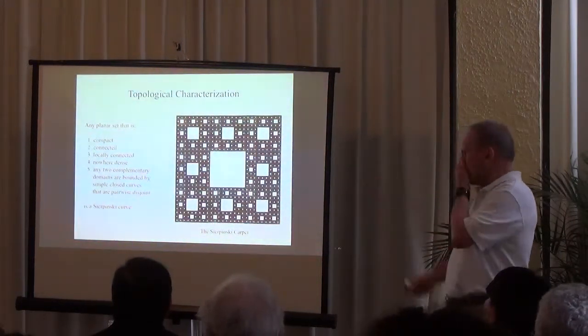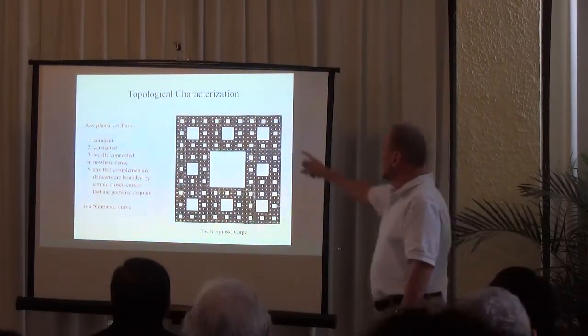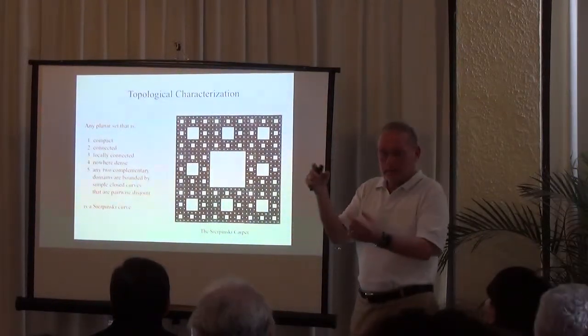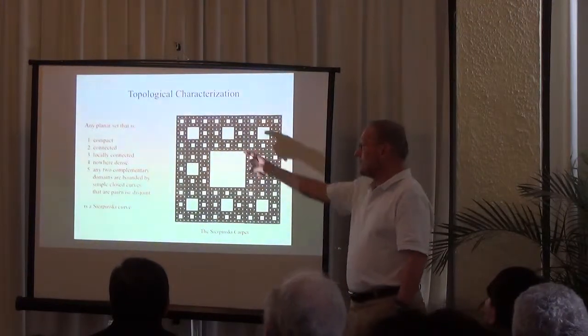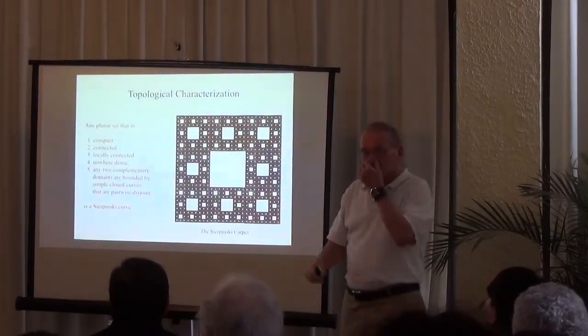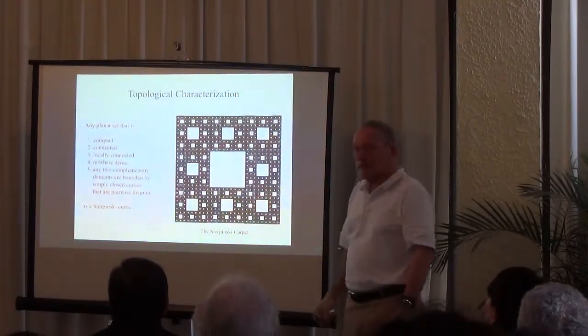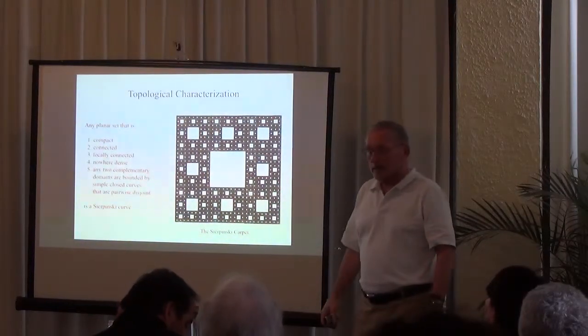Okay, and look at the Sierpinski carpet that has that property. For example, take any complementary domains, maybe this one and that one, bounded by simple closed curves, the squares that are pairwise disjoint. Okay, it's easy to check. We're just removing a bunch of open disks here. The Sierpinski carpet is compact and connected. And then a little bit of work shows that it's locally connected and nowhere dense.